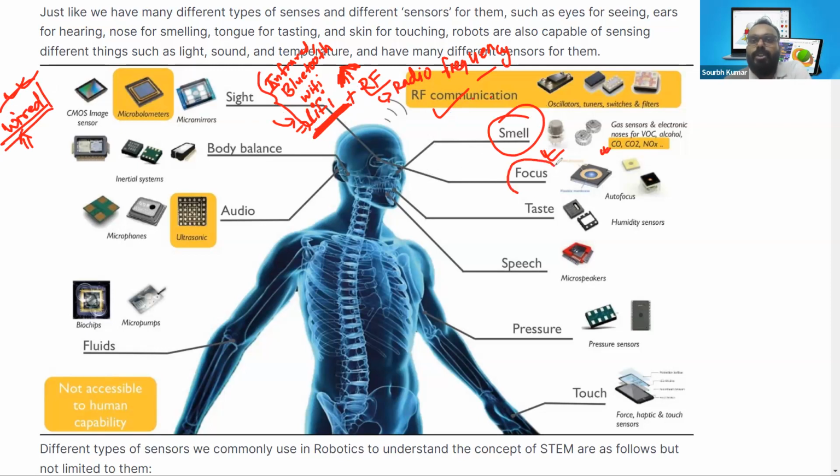And to focus, we have the retina and the muscles surrounding it, right? The muscles surrounding the retina help us focus and adjust the distance between the lens and the retina itself, at the back side of our eyes. Through that adjustment we are able to focus on individual things present in front of us.